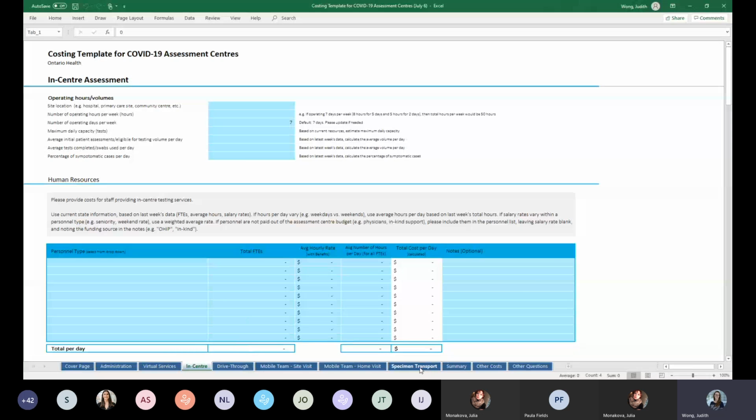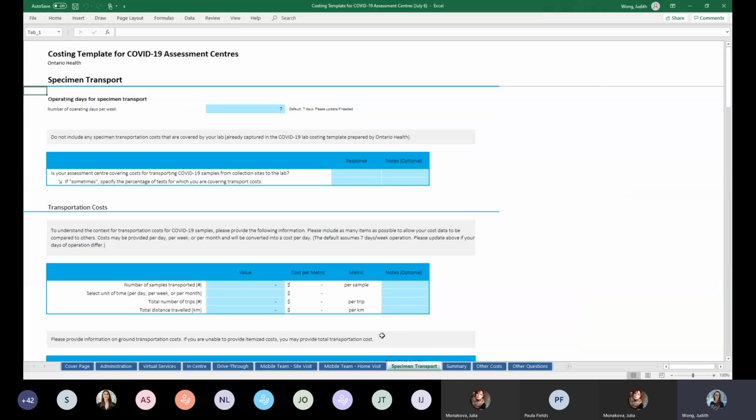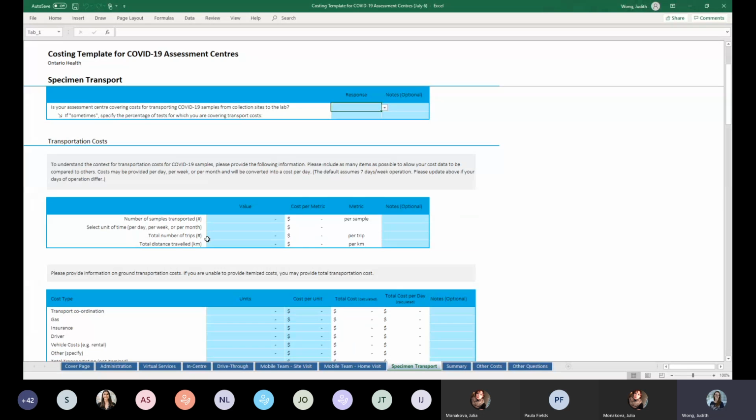Okay, moving on now to the specimen transport tab. This tab, again, may or may not apply to you because we're aware that labs sometimes bear the cost of transporting specimens from the testing site to the lab. So just let us know if this applies to you, the number of days per week, whether you are responsible for the cost, or if you're responsible for the cost a certain percentage of the time. Fill in as much of this second table as you're able to.